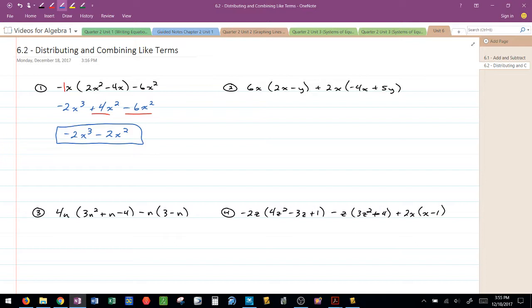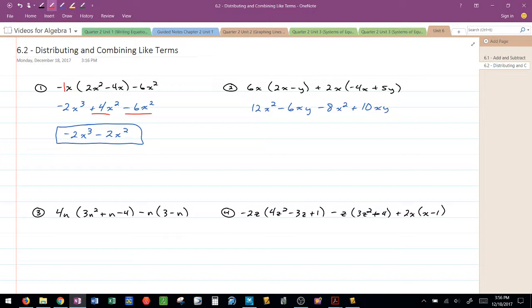Distribute 6x. I get 12x squared minus 6xy. Remember, that's a 1 in front of that y. Distribute the 2x. I have negative 8x squared plus 10xy.